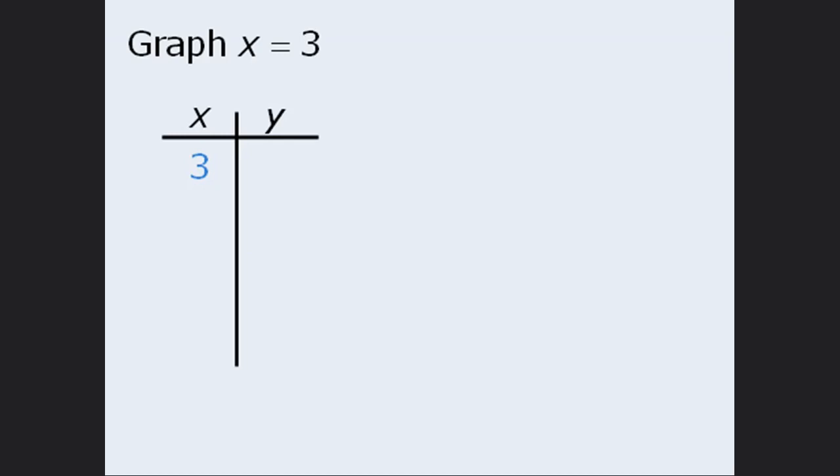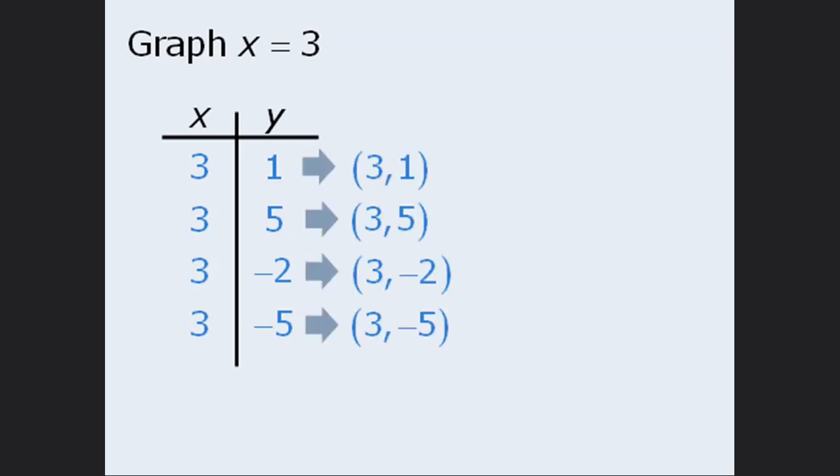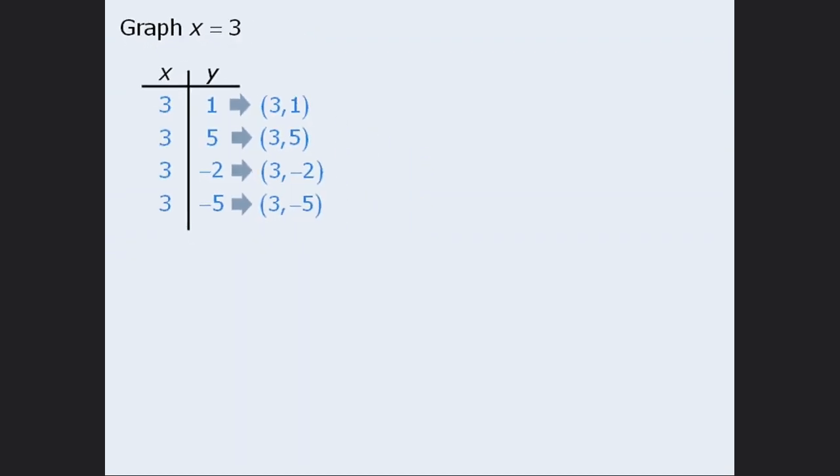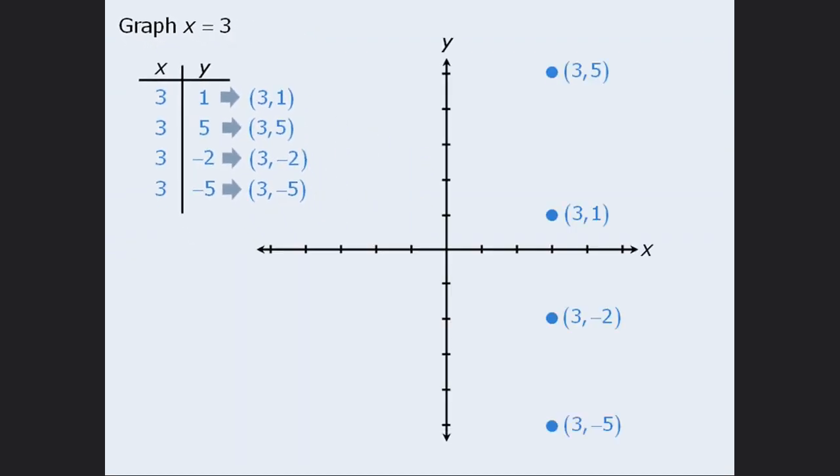So for example, y could equal 1. We now have one solution to our equation, x equals 3 and y equals 1. Another solution is x equals 3 and y equals 5. And here are two more solutions. From here, we can convert these solutions into individual points so we can add them to the xy coordinate plane.